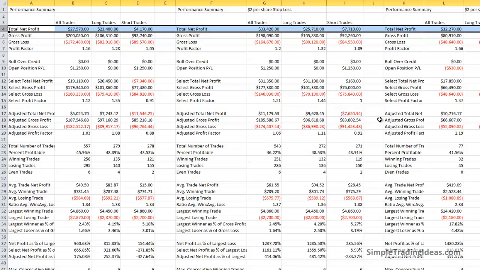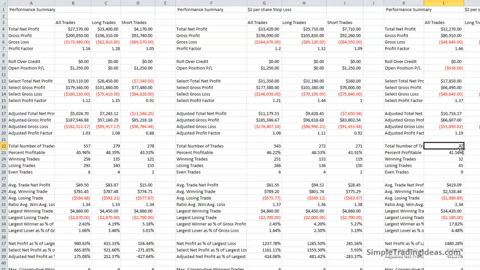Increased frequency would, of course, mean an increase in the need for automation. And just to let you know, there's nothing wrong with having a system which stays in trades longer, especially when it's moving along with the trend. Okay, and that concludes this Simple Trading Ideas trading tutorial.